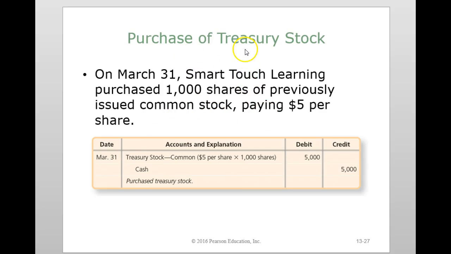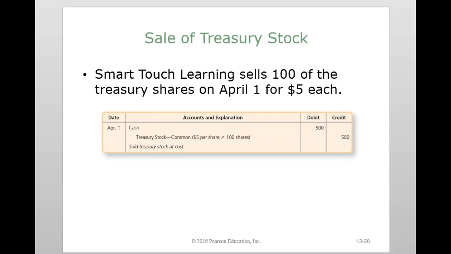So here they are purchasing and they're paying $5 a share for it. And they bought 1,000 stocks, so obviously it's a credit to cash and a debit to treasury stock. Now here they've turned around and they're selling it. And they are selling it for $5. So it's just a very simple transaction. They paid $5 for it, so everything's even.